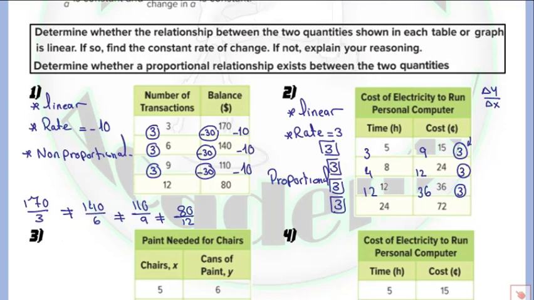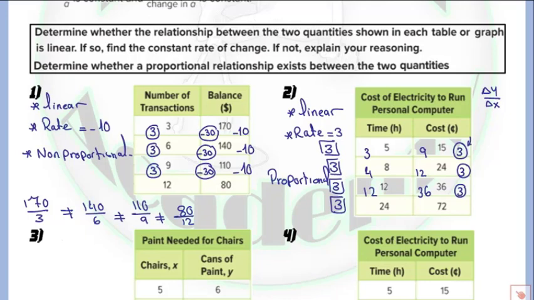So we can find if the relation is linear or non-linear if the rate of change is constant. And we find the relation is proportional or non-proportional if y over x is constant. Once we have here the relation is not linear, it means there is no rate of change. It means this relation is non-proportional. The relation is proportional only if the relation is linear.